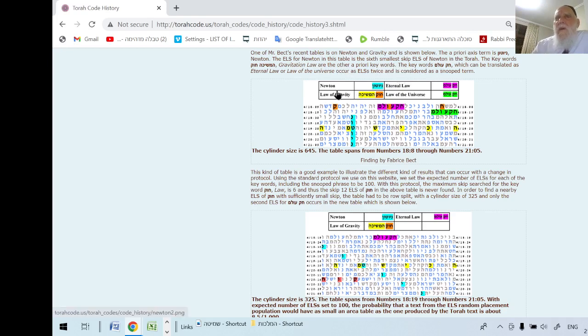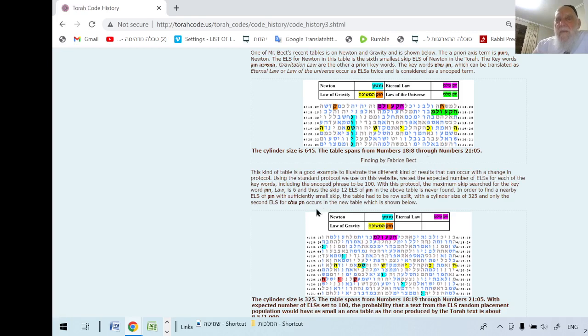The words are Newton, law of gravity, eternal law, law of the universe, and all this according to the cartoon. You see Newton comes here, and Chok HaMeshicha, gravity, which is Chok Olam, is the law of the universe. And this was funded by Fabrice Becht.